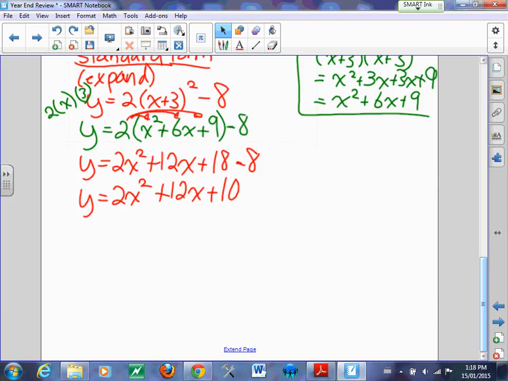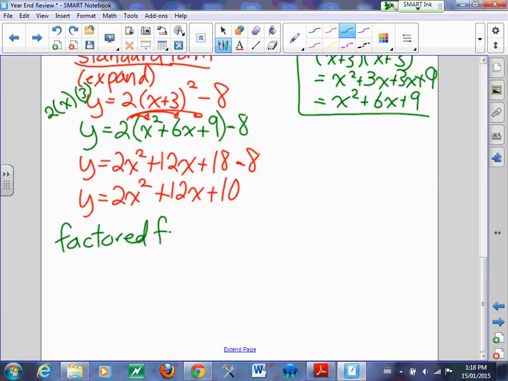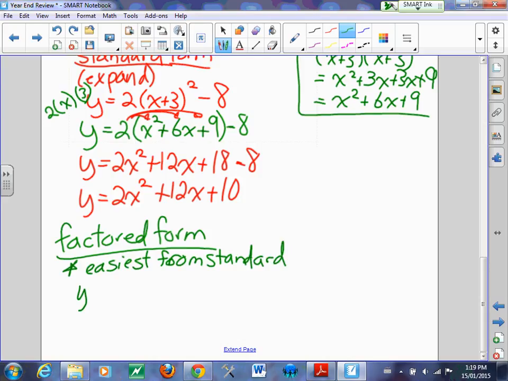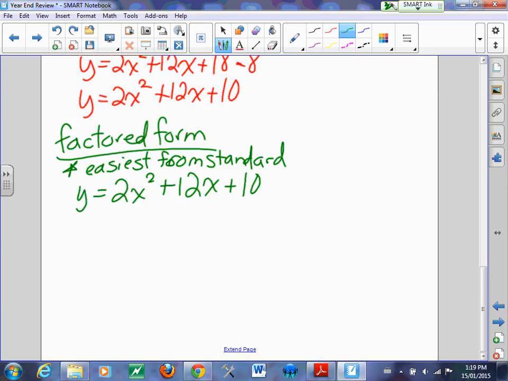Now the factored form. It's hard to do factored form from the vertex. It's easier to do it from standard form. So I'm going to put that down here. Easiest from standard. So I'm going to rewrite my standard form, which is the answer you just wrote down. Now I'm going to factor it to get it to factored form. So I'm going to common factor out a 2, folks.